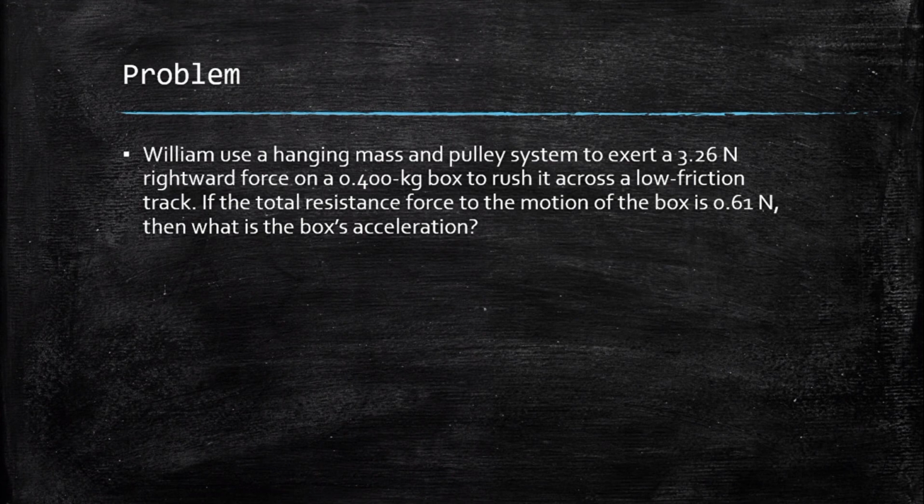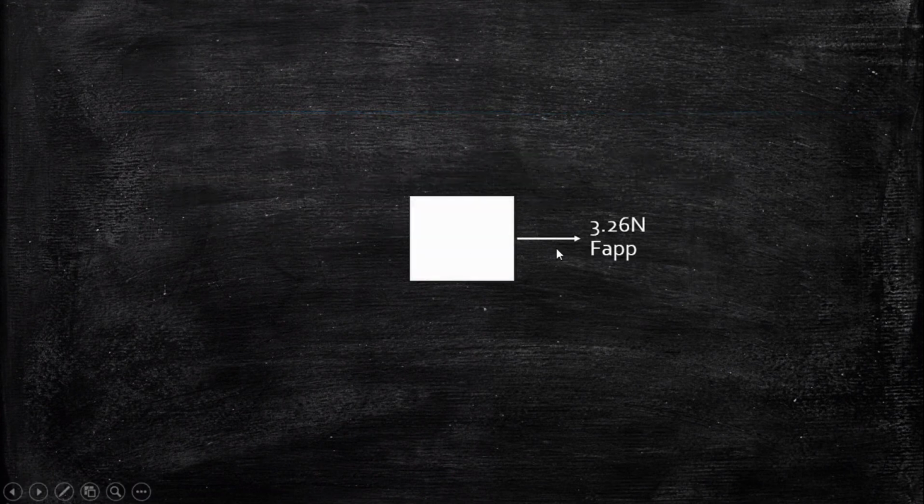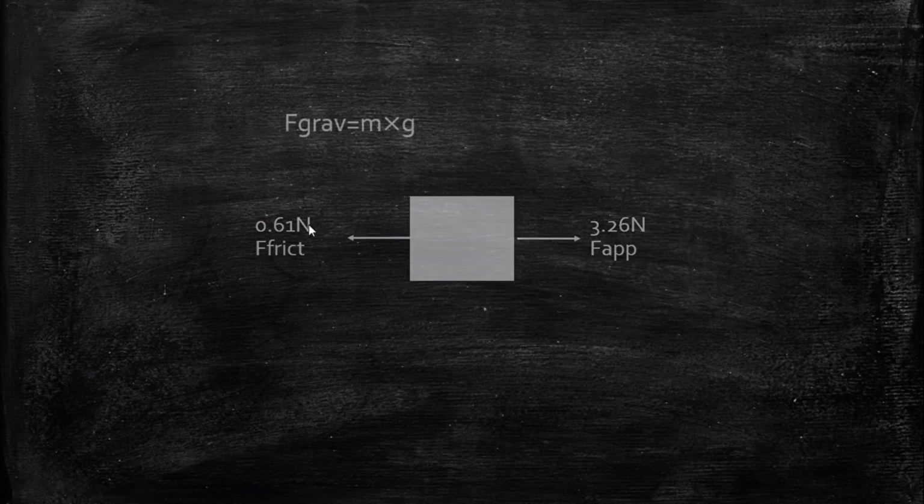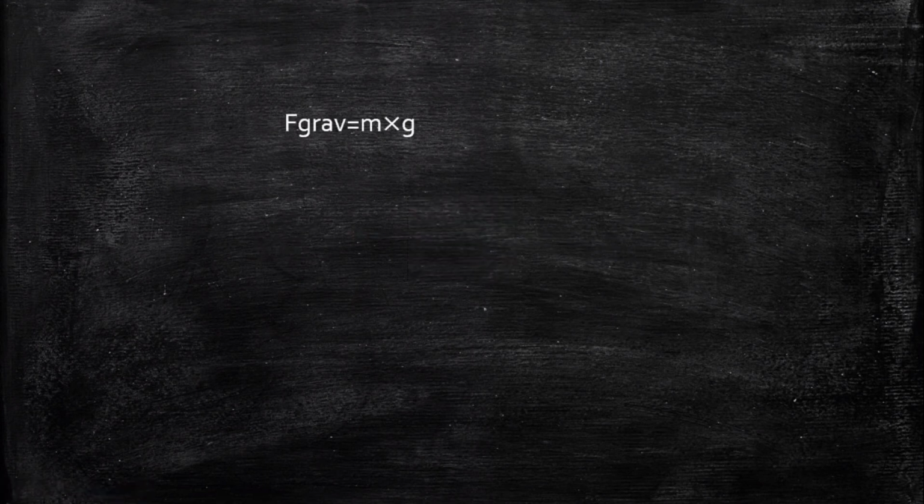So, gagawa tayo ng free body diagram and then yung given is 3.26 newtons rightward force. So, ito yung magiging rightward force natin. Ito ang ating applied force. And then, nabanggit din ang friction force, which is 0.61 newtons. And then, ang hahanapin natin ay gravity force.